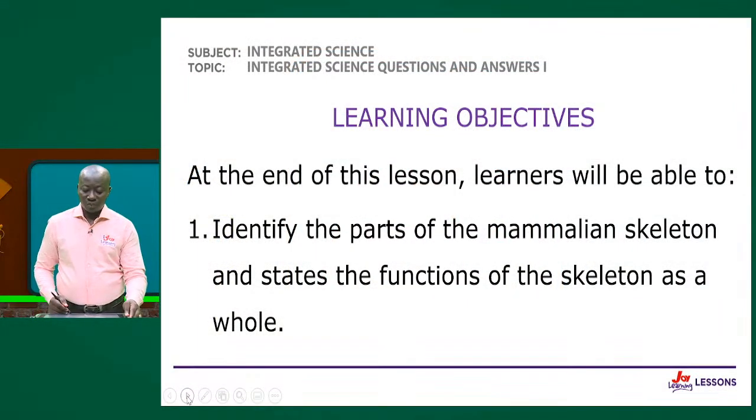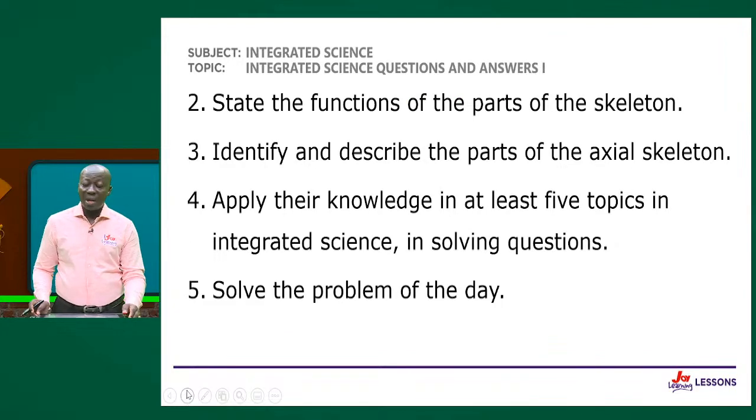So to start, let us look at our learning objectives for today. At the end of this lesson, you, my favorite learners, will be able to identify parts of the mammalian skeleton and state the functions of the skeleton as a whole. You will also state the functions of the parts of the skeleton, and identify and describe the parts of the axial skeleton. So we shall be looking at the axial skeleton. And the fourth point is to apply your knowledge in at least five topics in integrated science in solving questions. We shall be looking at that in the second part that involves solving questions and some questions we shall discuss. And the last bit is to solve the problem of the day.